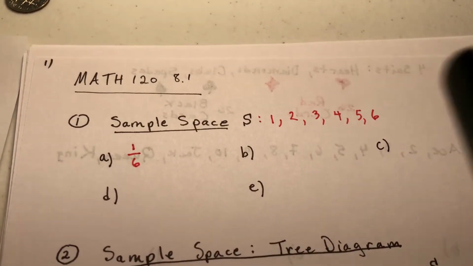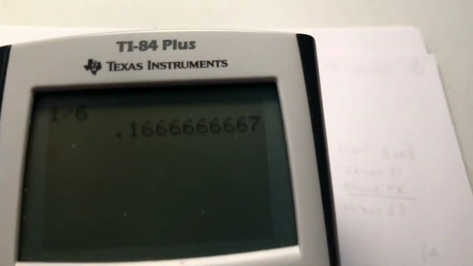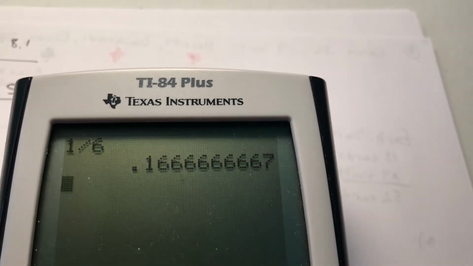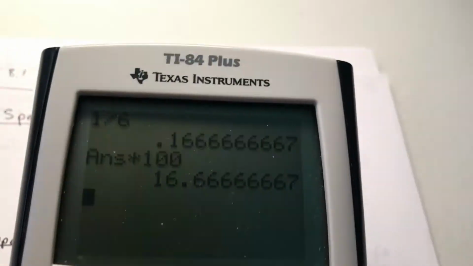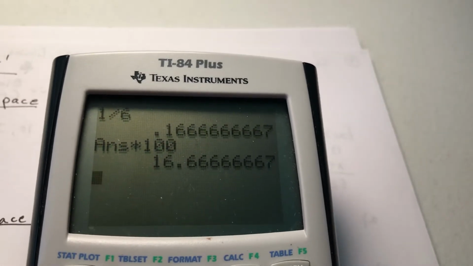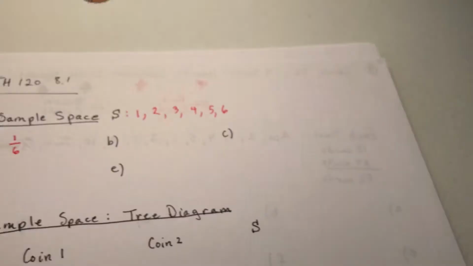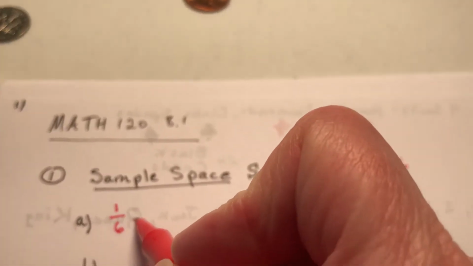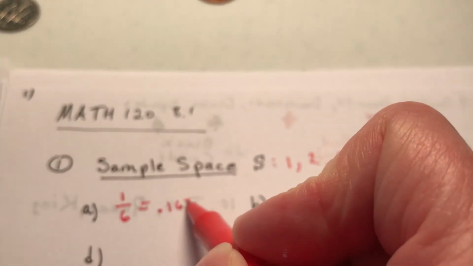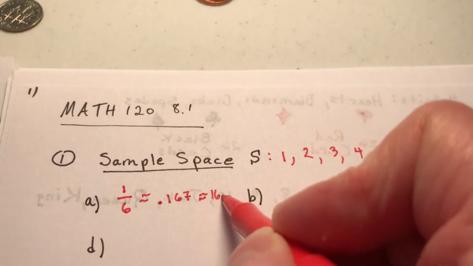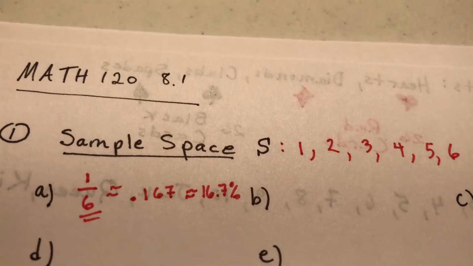And again, we're going to write ours as fractions, but you could go 1 divided by 6 and get 0.167 and then multiply by 100, and that will give you 16.7%. So all fractions can be written as decimals or percents. I'll write that down. It's also about 0.167, which is about 16.7%. But for our purposes, we'll just keep it as a reduced fraction.